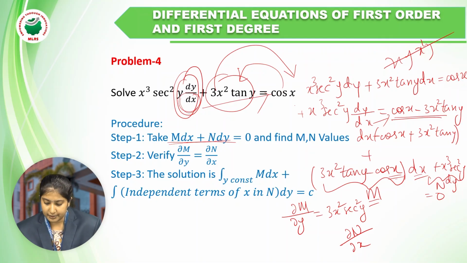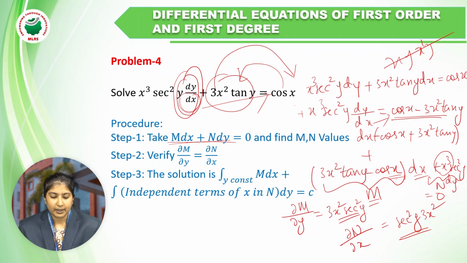That thing should always be filtered in your brain, that for partial differentiation, always except the independent variable, other variables will become constant. Then dou N by dou x, again I can happily throw secant square y constant outside. So differentiation of x cube is how much? 3x square. So we are getting, again, the exactness condition is being proved for this problem. So hence we can find the solution without any problem. So integral of M dx plus integral of N dy is equal to c is the solution.